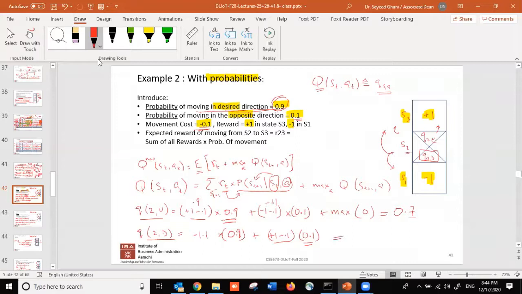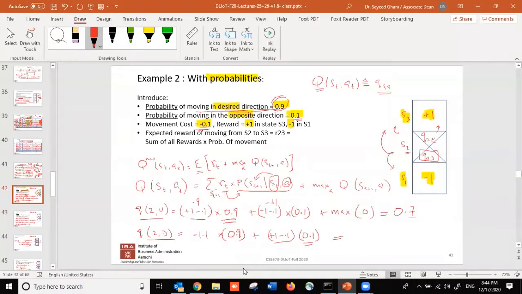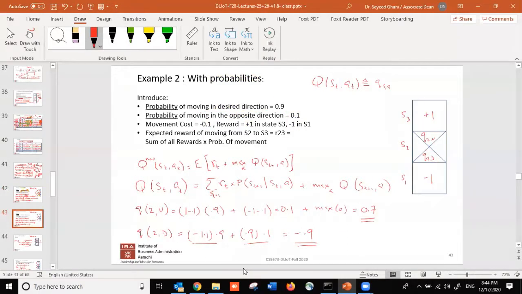So somebody can calculate this. I think I've done the calculations in the subsequent slide. Yeah. So it's 0.7 and negative 0.9. Okay. So this was a simple example which shows you how you would do it if you have probabilities involved. And in Markov decision processes, you always have certain probabilities. As we saw earlier in the car example and other examples, you will have certain probabilities of making certain transitions.